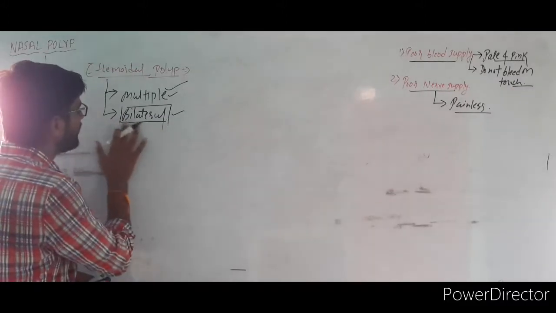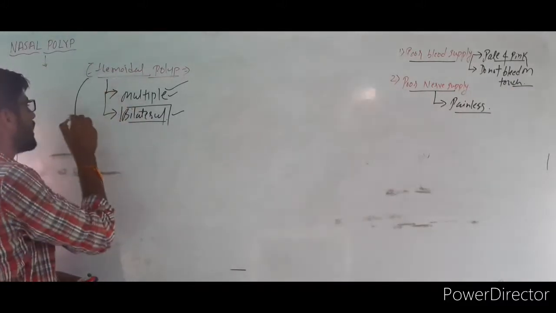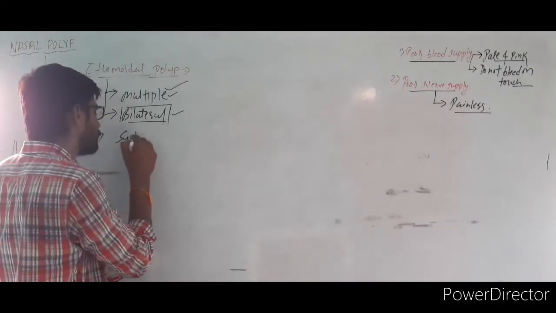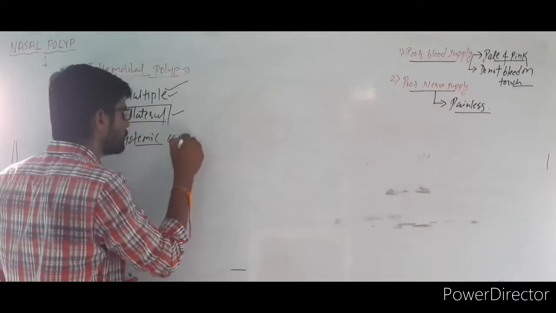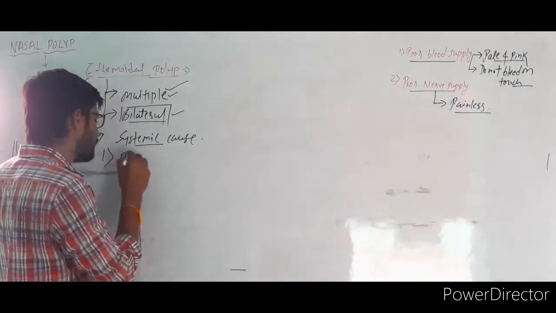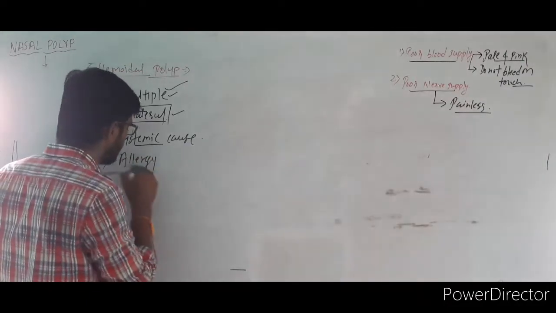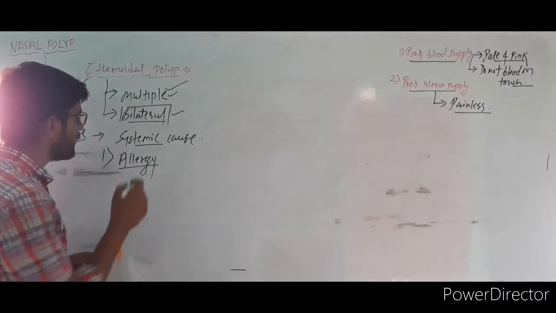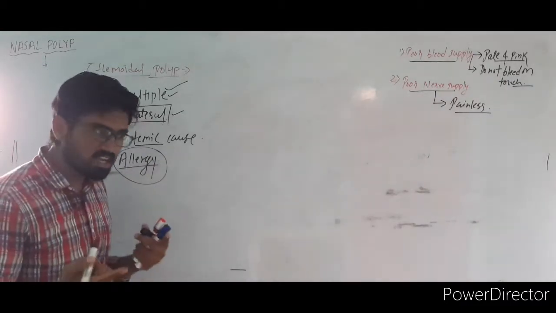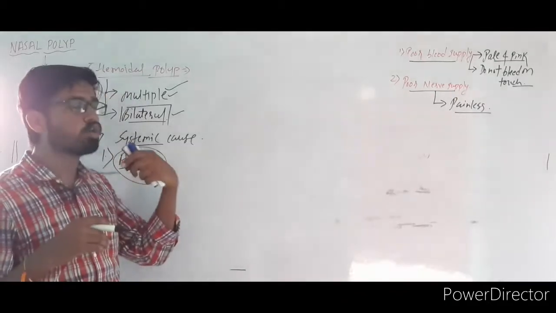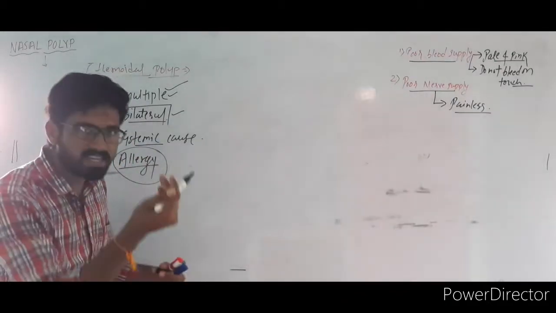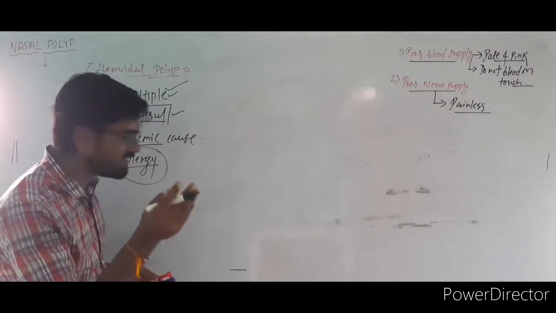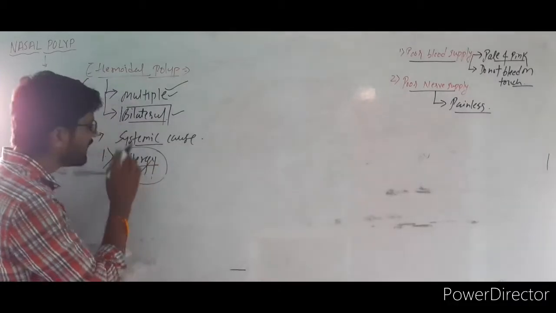Now one thing I want to tell you. Here, what can be the cause? You have to think about systemic cause. First thing is allergy. In allergy, what is happening? Allergy is a type 1 hypersensitivity reaction. The absolute eosinophil count will be increased, IgE will be increased, eosinophils also will increase. Am I right? Yes. All these things will happen in allergic conditions.